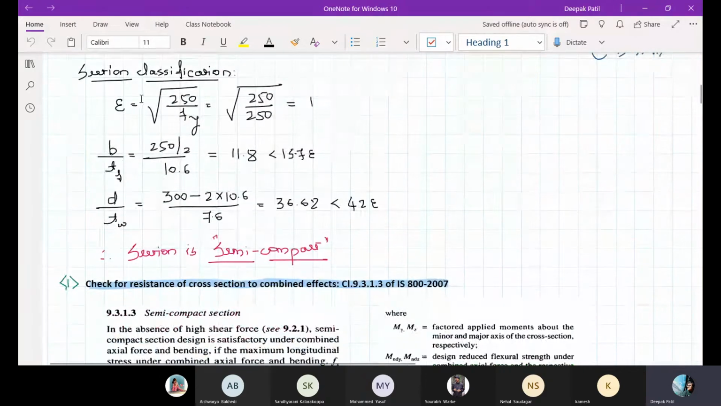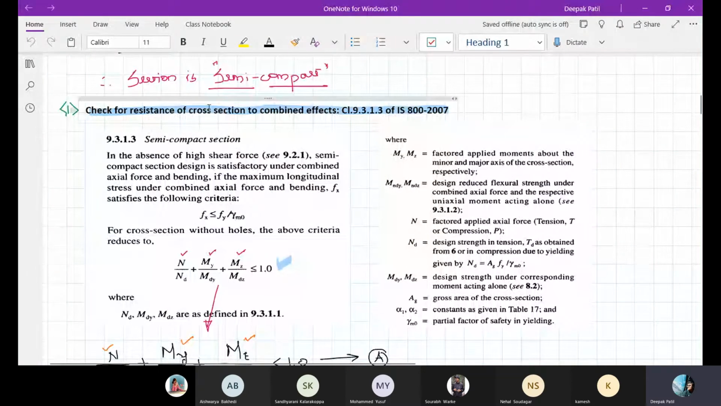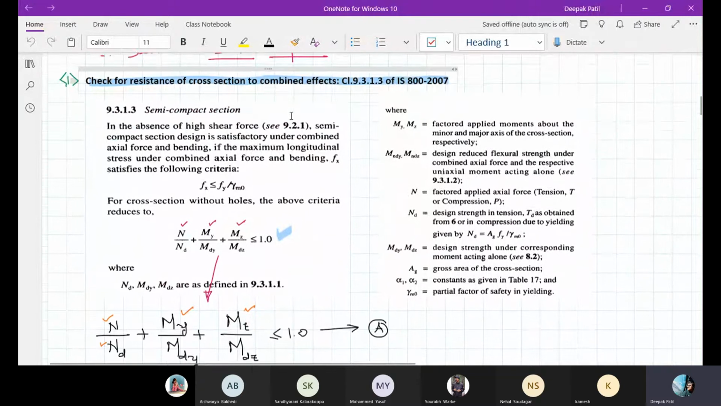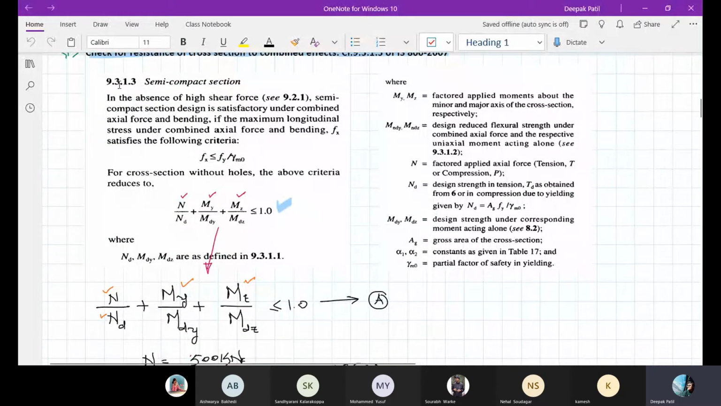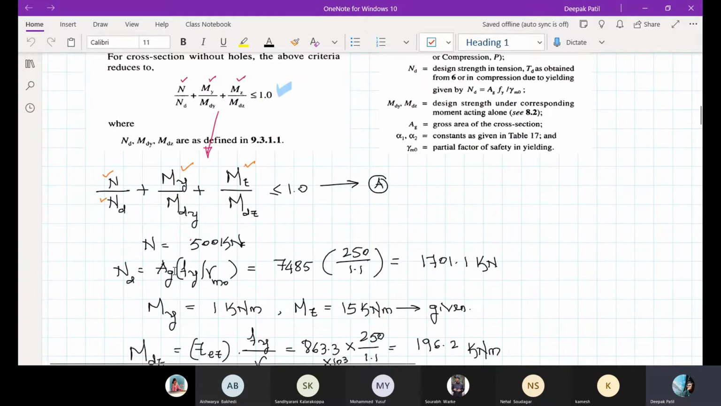Then, using the section classification, the ISHB 300 falls under semi-compact section. The first check is the resistance of cross section to combined effects. You have to see clause 9.3.1.3 because our section is semi-compact. This is the interaction formula we have to check, where N is the actual compressive load acting on the column, which is 500 kilonewton, and ND is the capacity of the column, calculated using this formula.